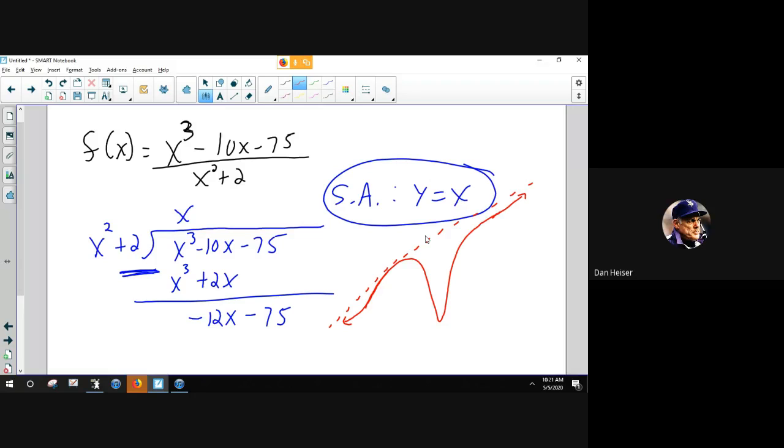Use long division. Once you get to a point where you have mx plus b, or in this case we had mx plus 0, then you're done. You do not need to divide all the way through. Next video, I will have some more examples.